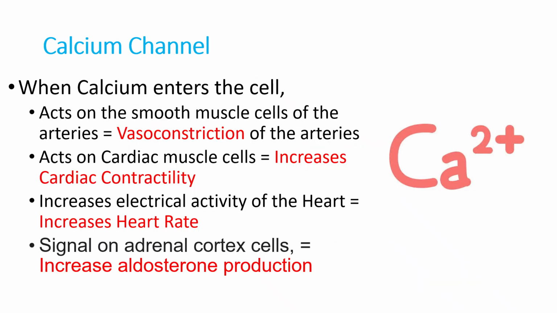Under normal circumstances, when calcium ion enters the cell, it acts on the smooth muscle cells of the arteries to stimulate vasoconstriction. Likewise, calcium ion acts on the cardiac muscle cells to increase cardiac contractility. Calcium also increases electrical activity of the heart to increase heart rate. And lastly, calcium ions signal on the adrenal cortex cells to increase aldosterone production, leading to further increase in the blood pressure of the patient. The total effect is an increase in the BP through these mechanisms.